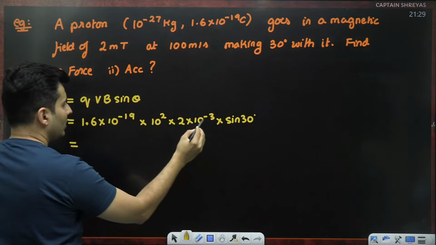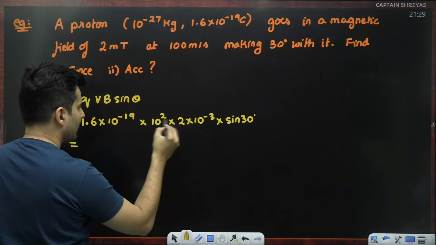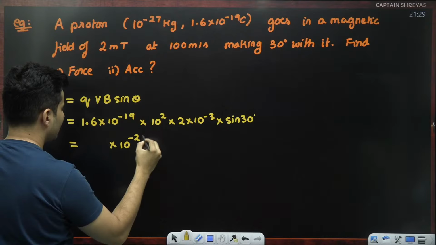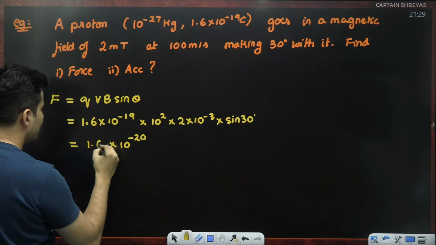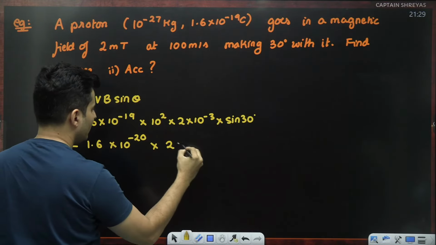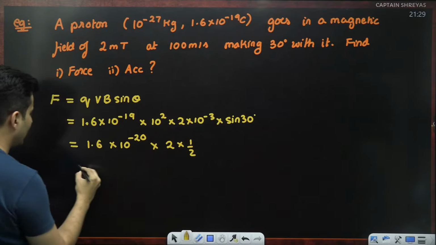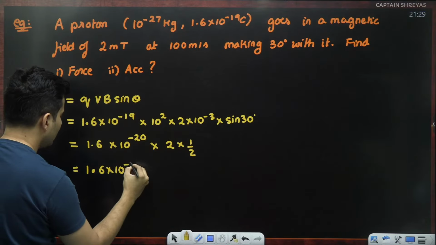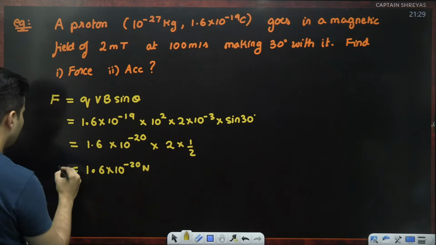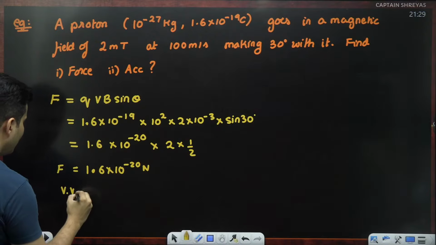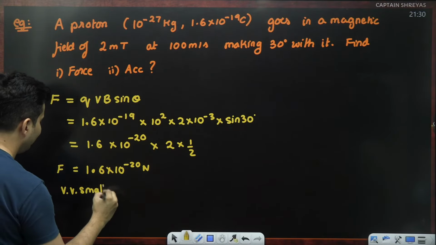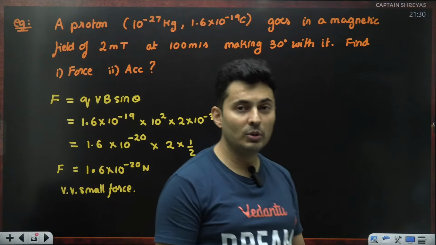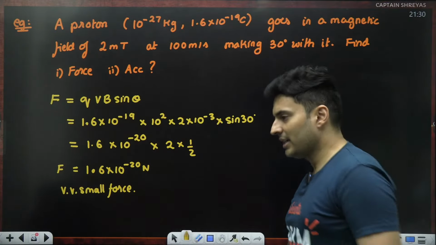Now 10 to the power 2 times 10 to the power minus 3 will make it 10 to the power minus 1. So this power will become 10 to the power minus 20. 1.6 is as it is. That 2 is remaining. Sine 30 is basically half. 2 cancels. So I'm left with just 1.6 times 10 to the power minus 20 Newton. This is a very, very small force as expected. If you thought the answer will come in a few newtons, you should be surprised. It is not.